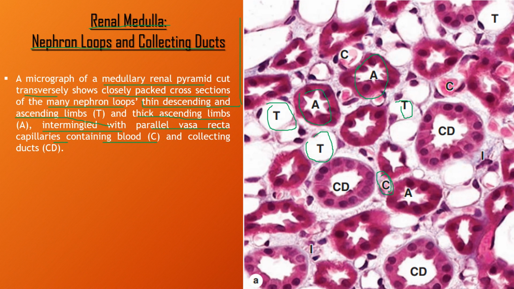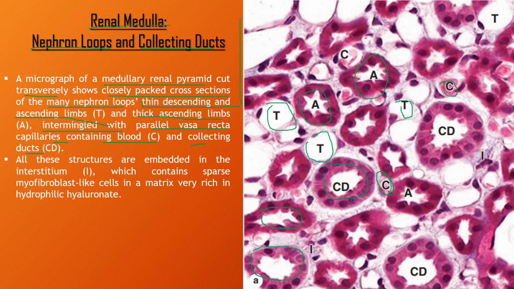These are the vasa recta capillaries and the collecting ducts. As you can see, these are the collecting ducts. All these structures are embedded in the interstitium. As you can see, it is the interstitium, and all the structures are embedded in the interstitium.